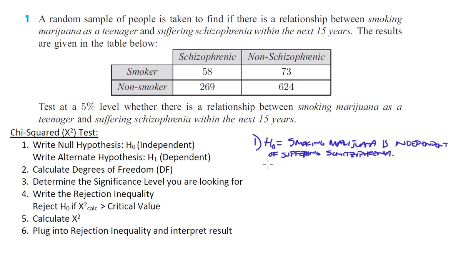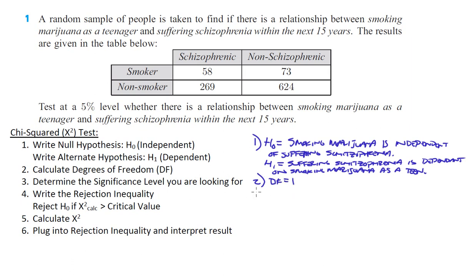Okay, and then the alternate hypothesis, H1, is just going to be smoking marijuana is dependent on suffering schizophrenia later on in life. I really think we probably ought to write it the other way around: suffering schizophrenia is dependent on smoking marijuana as a teen, because that's one being dependent on the other. So let's write it that way. Calculate our degrees of freedom: take out a row, take out a column, and we are left with 1. So our degrees of freedom is 1.